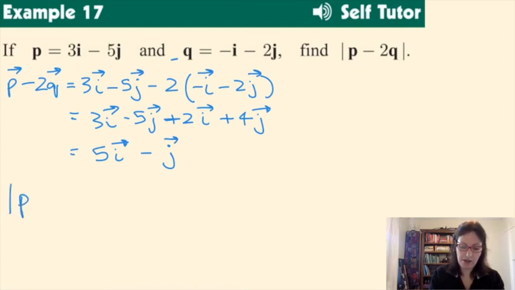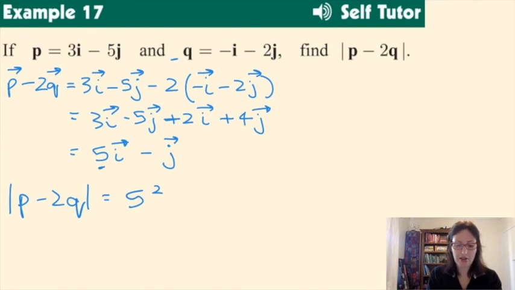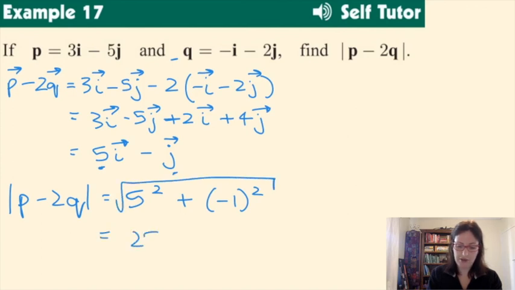Now working out the magnitude of this vector, from a previous slide we know that is essentially using part of the distance formula. So the 5 I'm getting here because it's the component of i, and the component of j is -1, so it's an add here, -1 all squared, and the square root of all that. We have 25 plus 1, and therefore the magnitude is the square root of 26.